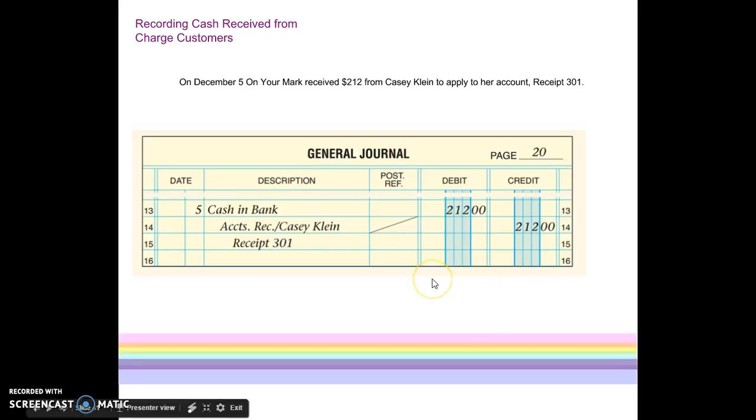So to transact this in the journal, it would look like this. We would debit cash and bank for the total amount of the sale, which is $212. And then we would also have to post to the accounts receivable controlling account and Casey Klein's subsidiary ledger account a credit of $212. And the source document, receipt 301.